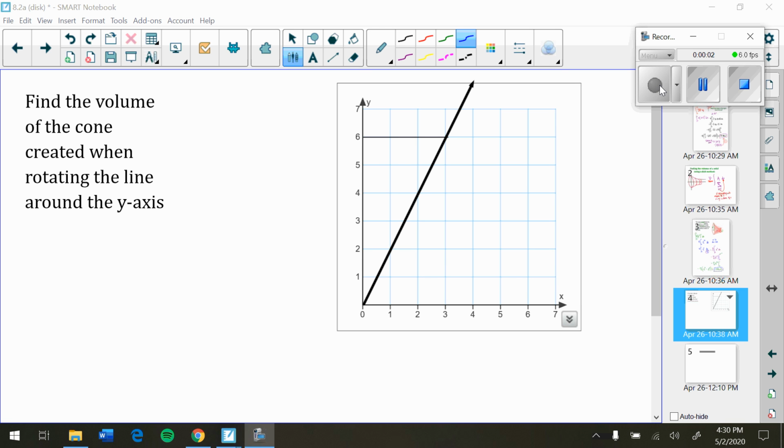Hey Calculus, we're back with one more problem on the section volume using disks. And I think we'll just get right to it because I don't think we need to take too much time with this section or this lesson.